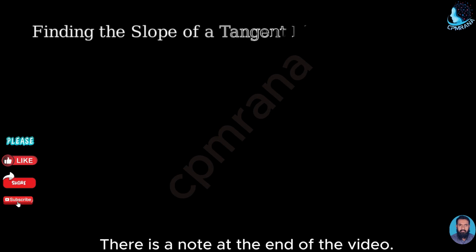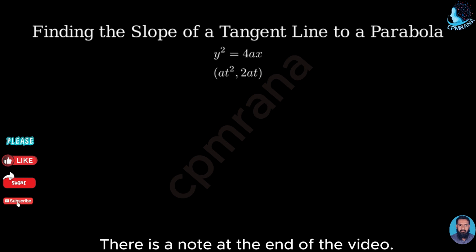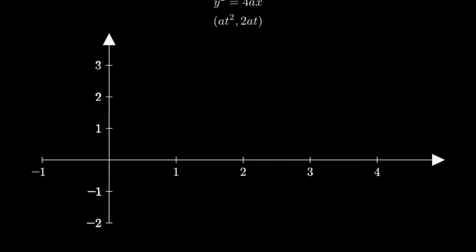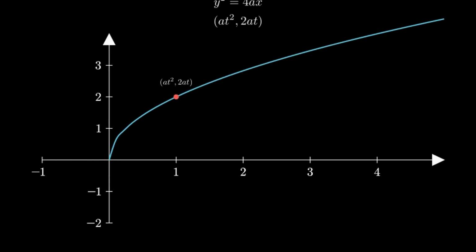Let's find the slope of the tangent line to the parabola y² = 4ax at the point (at², 2at). Let's visualize this parabola. Here's our coordinate system, and here's our parabola y² = 4ax. We want to find the slope of the tangent line at this specific point.